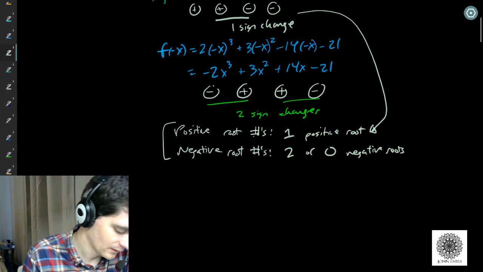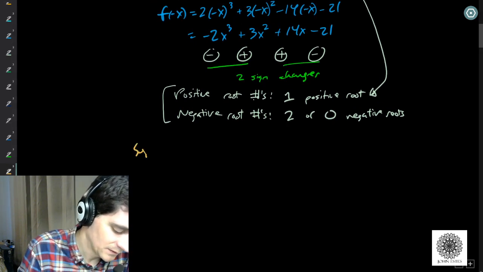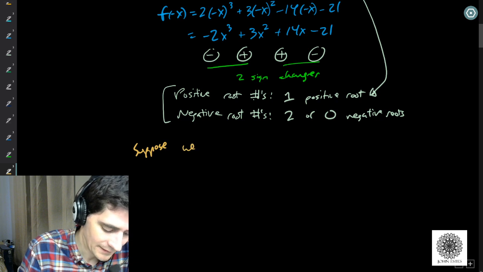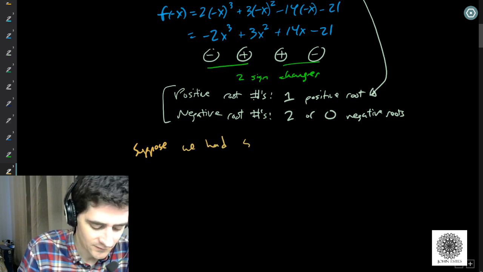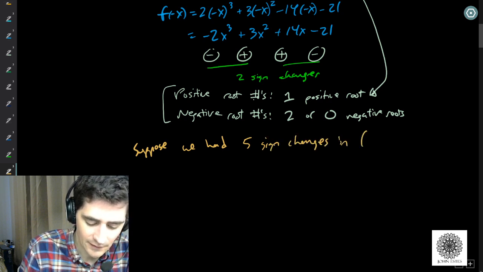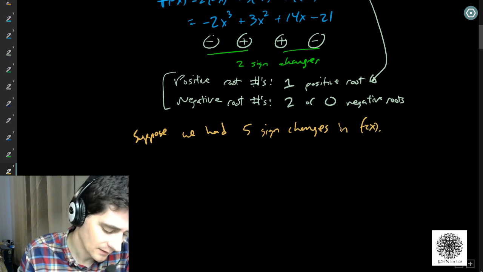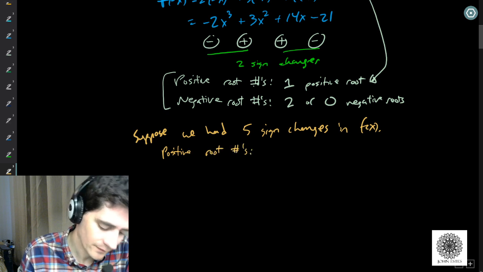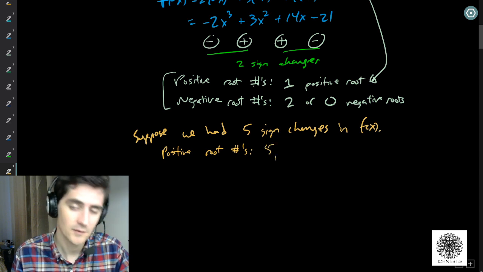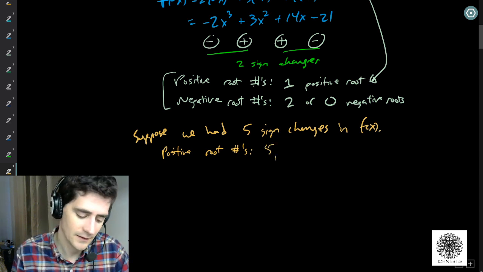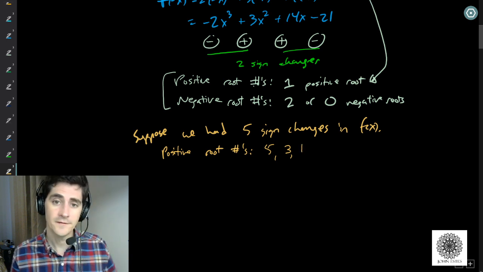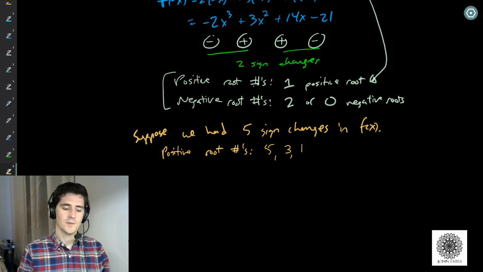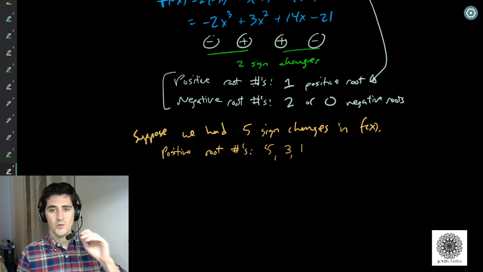So what I'm saying here, let me write another example. Okay, so suppose we had 5 sign changes. When we did this, we had 5 sign changes in f of x. So here I'm just looking at the positive root numbers. It starts at 5, and then it goes down by 2s as much as I can. So 5, 3, 1. We're either going to have 5 positive roots, 3 positive roots, or 1 positive root, right? So hopefully that makes sense. We're just subtracting out 2 as much as we can.